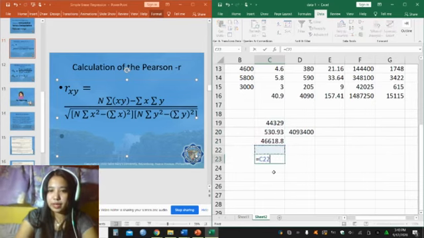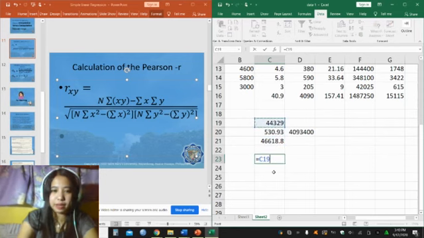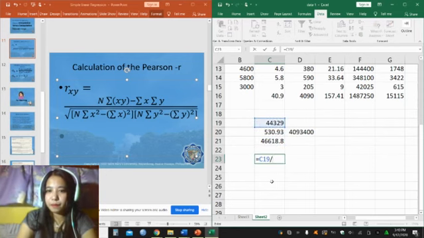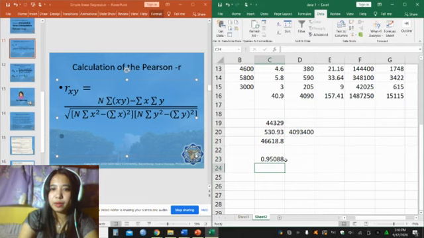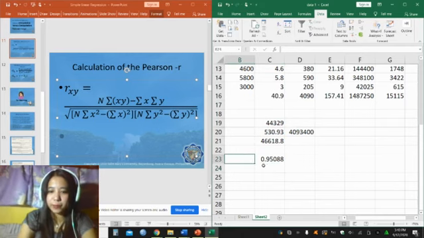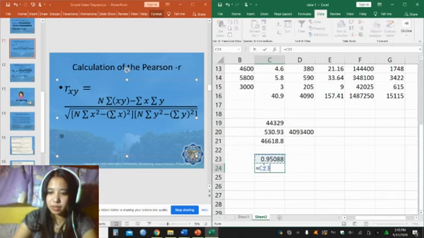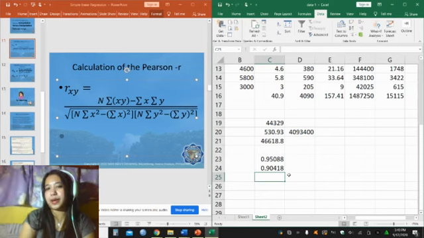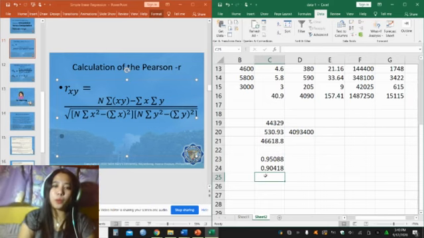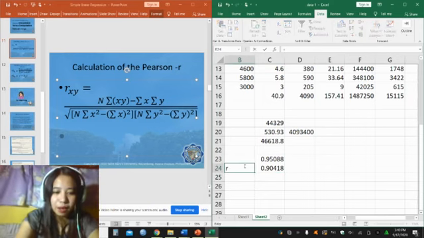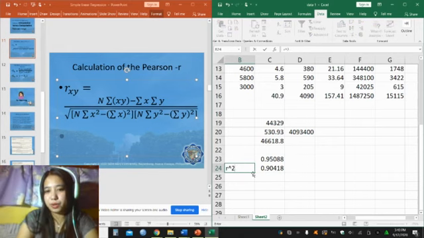Okay, so this is now the numerator and this is the denominator. So we will divide 4432 over 46618. So this is the value. However, this is r, which means if we get the square of this, the value is 0.9041. So this is the r raised to 2.